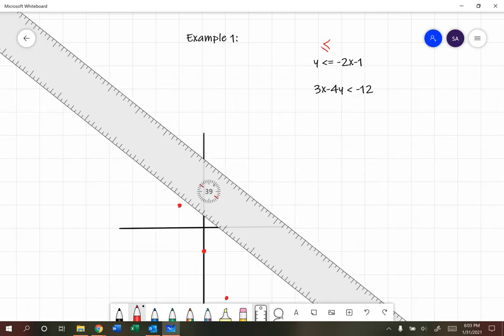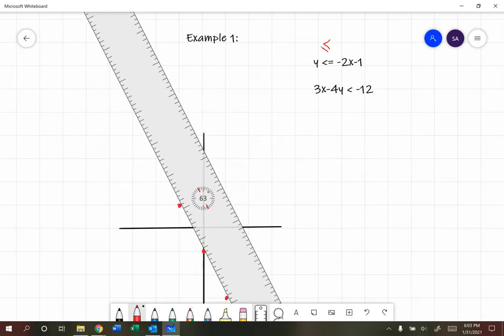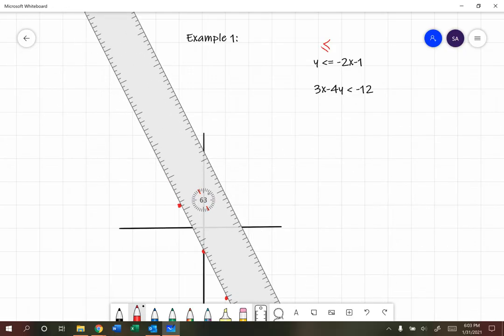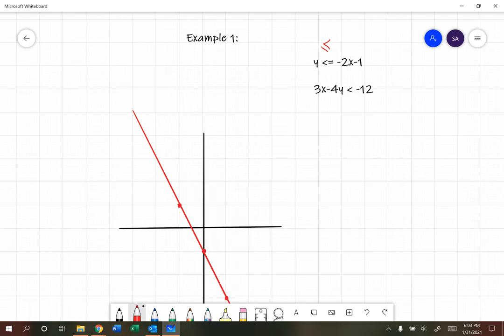And then when I draw my line, I'm going to make sure that I pay attention. It has a less than or equal to sign, so this is going to be a solid line that I draw through those values. And then the next thing that I want to do is figure out which side of my line I'm going to shade that is a solution to this.